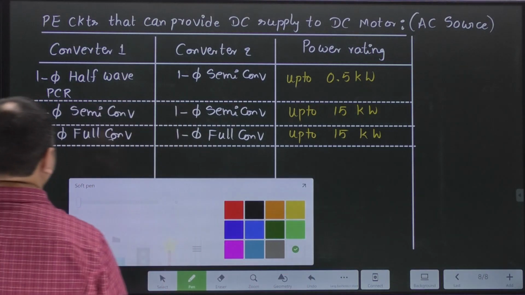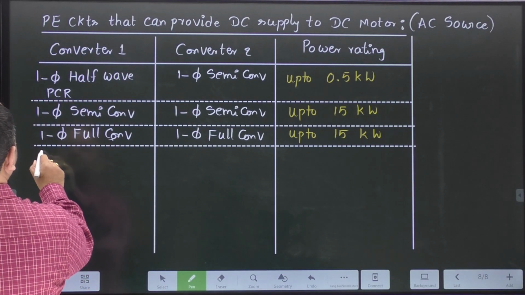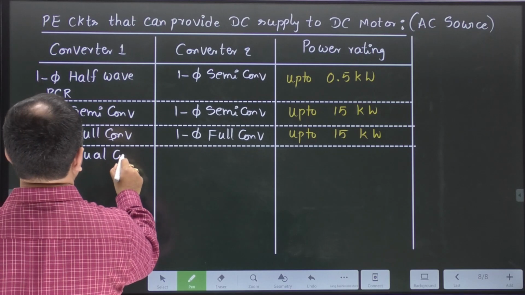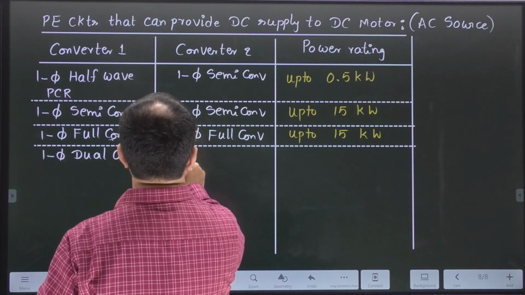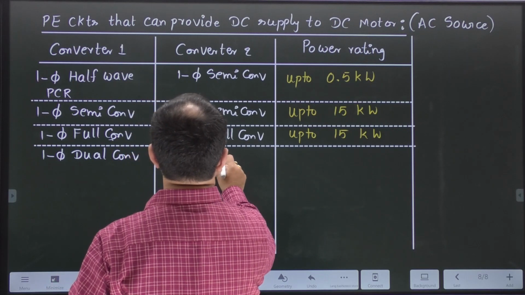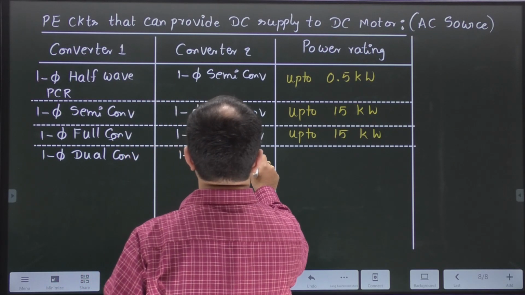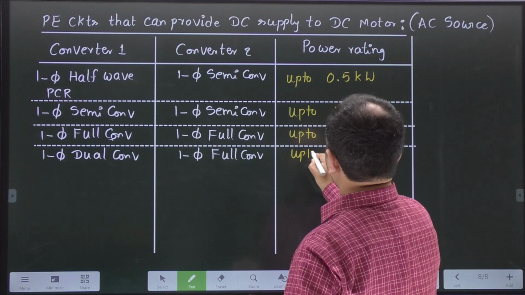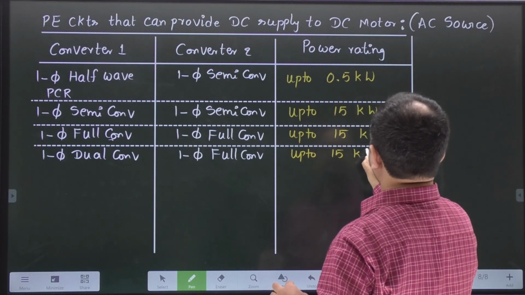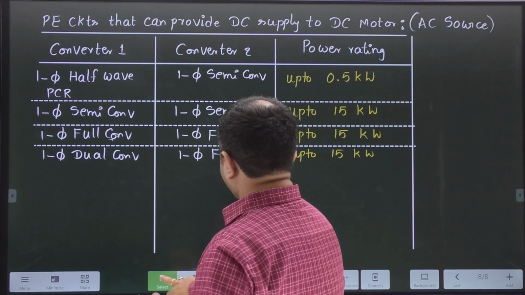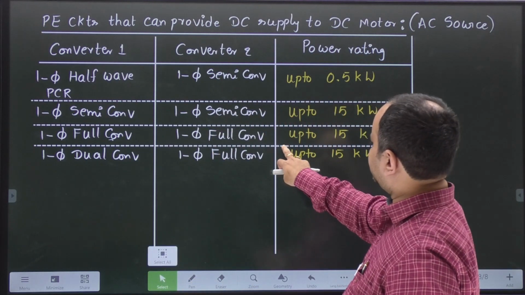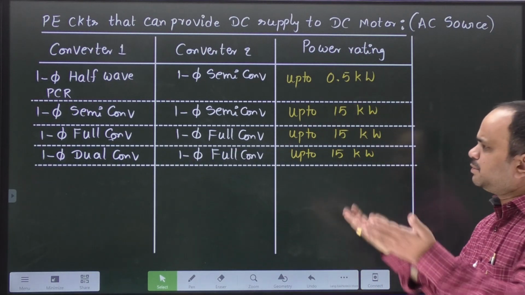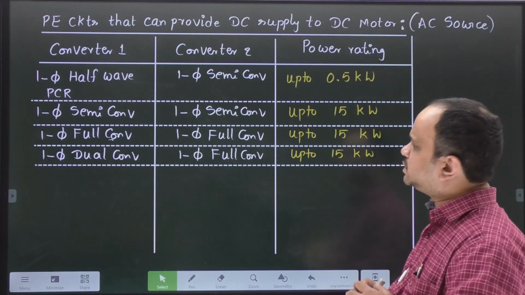Next one, single phase dual converter, but here in the field side single phase full converter. This is also up to 15 kilowatt. So basically what I mean, single phase, these full converter circuits, whether it is in the field side or in the armature side, the maximum power capacity is up to 15 kilowatt, you can use it.